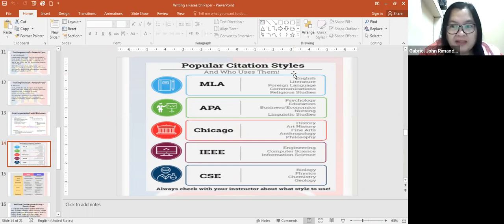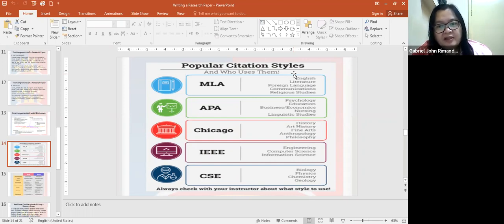So master's thesis will make use of the APA. What are the fields that use APA? We have psychology, education, business and economics, nursing, and linguistic studies. Okay, the other one is Chicago. This is a style guide for American English. So if you deal with history, art history, fine arts, anthropology, and philosophy, I don't think anyone else will be doing this, no? Sa inyo, sa field nyo.